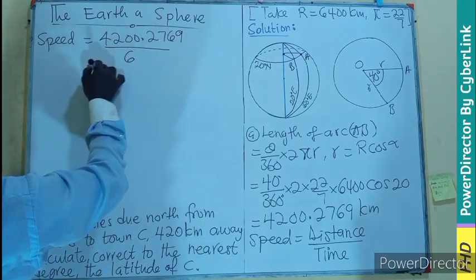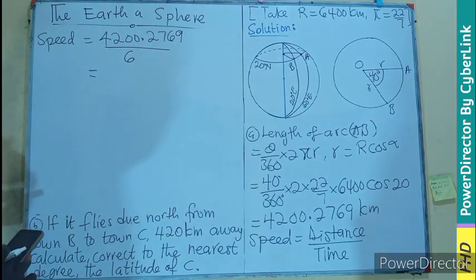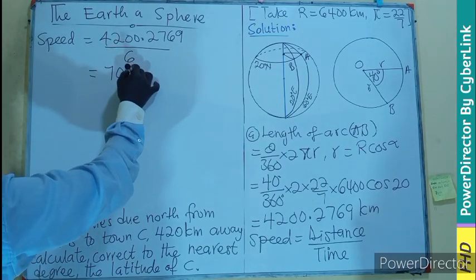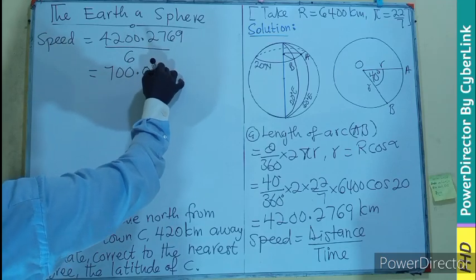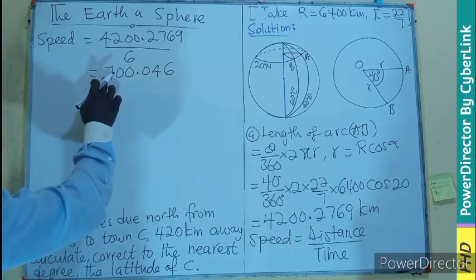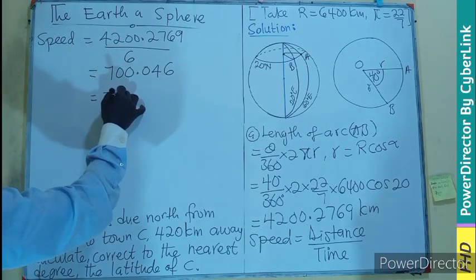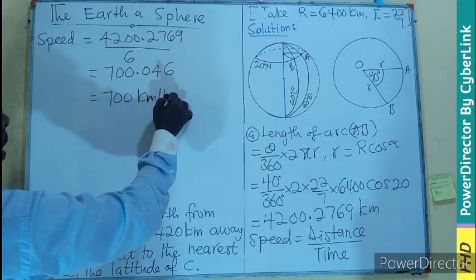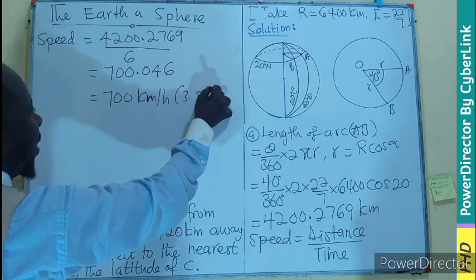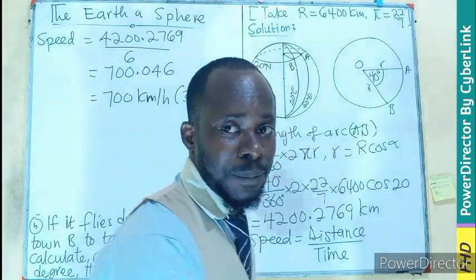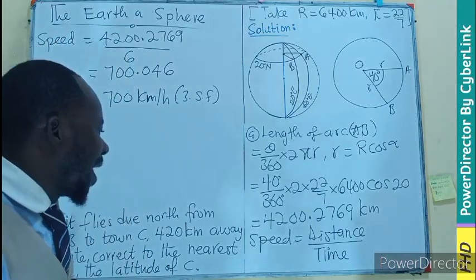4200.2769 divided by what? 6. The time is 6 hours. So we divide this by 6, and that will be giving us 700.046. But we are leaving our answer in 3 significant figures. 1, 2, 3. That means 700 kilometers per hour. That is 3 significant figures. So that is what we are going to have as the speed of the airplane.